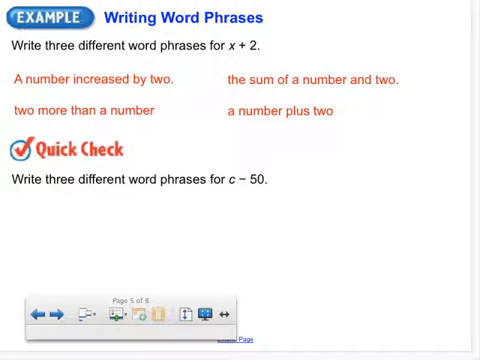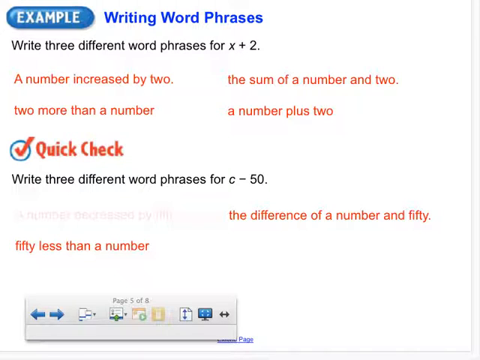The difference of a number and 50. Nice. Amari. 50 less than a number. Nice. All right, Ben. A number decreased by 50. Nice. And I need one more, and we can move on.